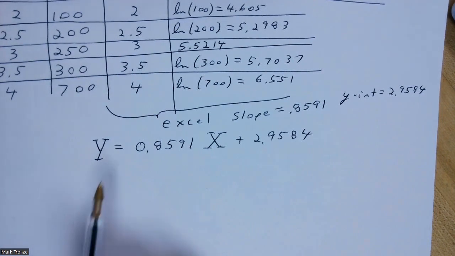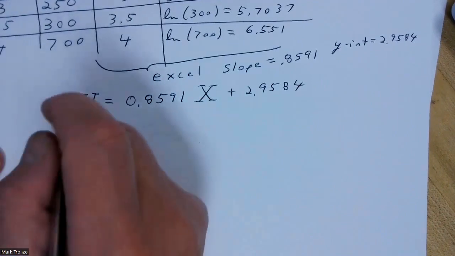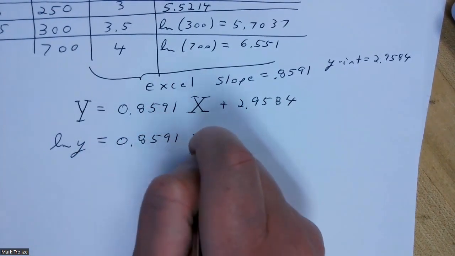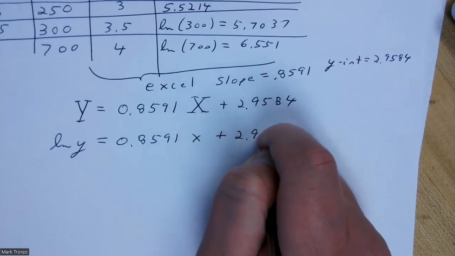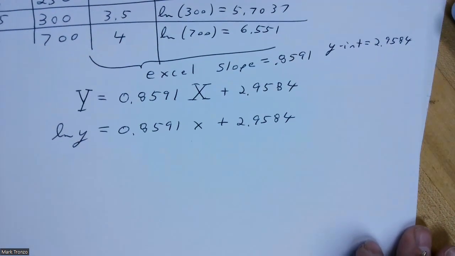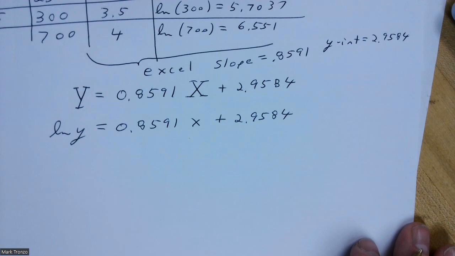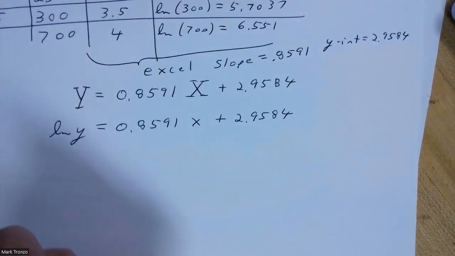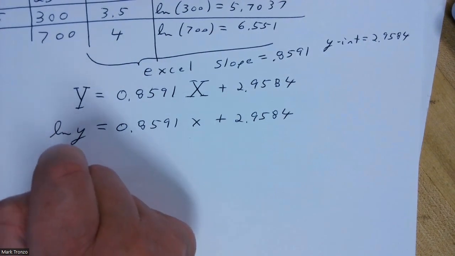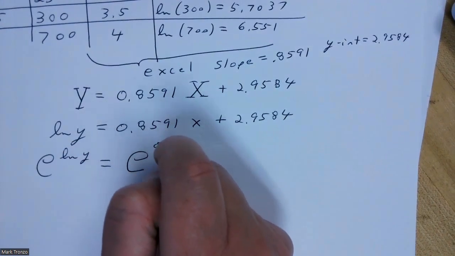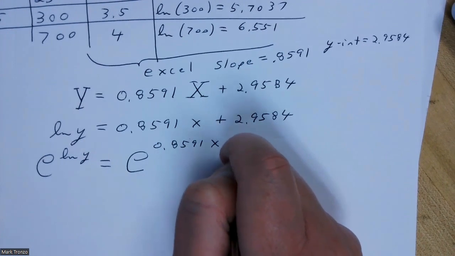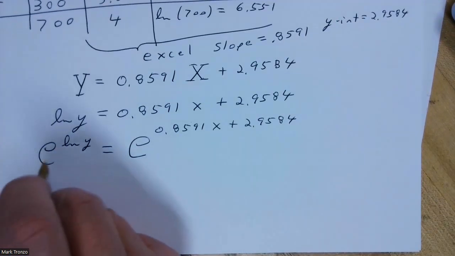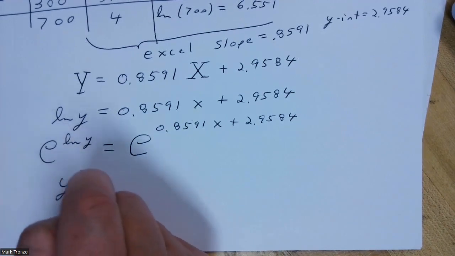Then go ahead and put your stuff back in. Capital Y was equal to the log of y, and capital X was equal to small x. Plug those in. Remember, we want to get back to our original equation, so we have to exponentiate both sides. We take e to the 0.8591x plus 2.9584, and this is going to be just y.